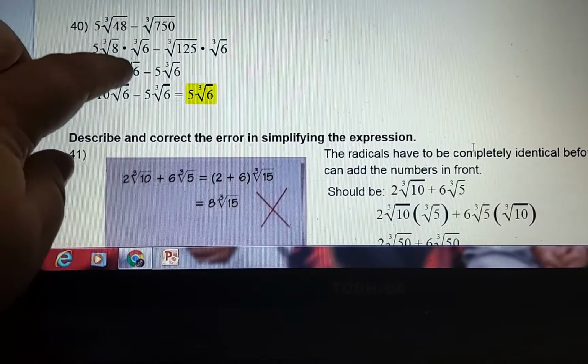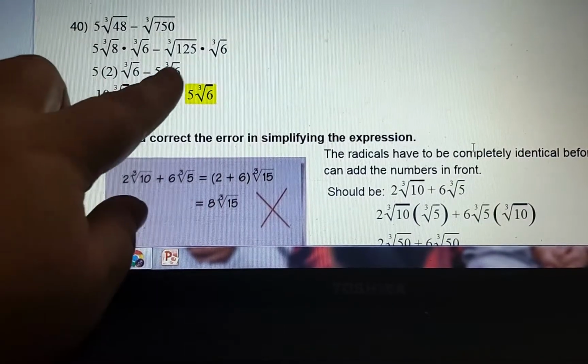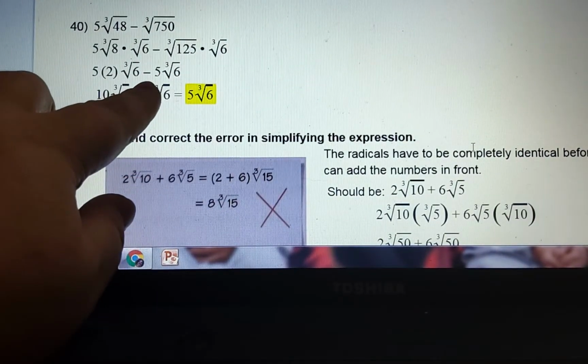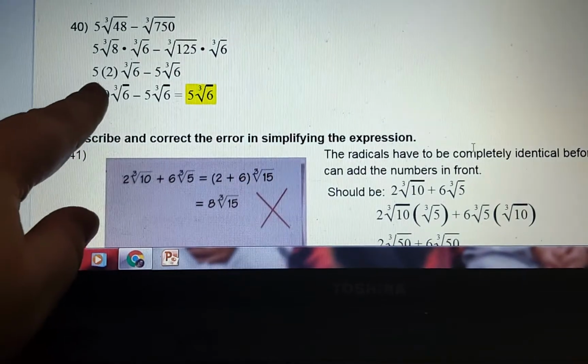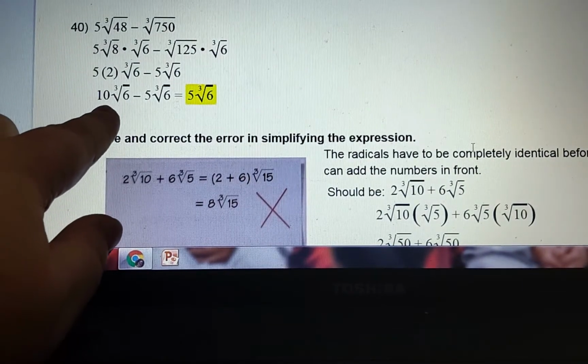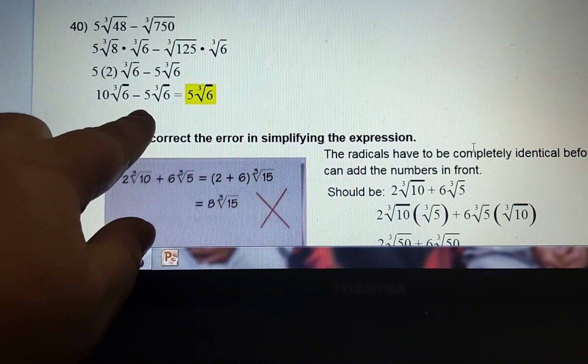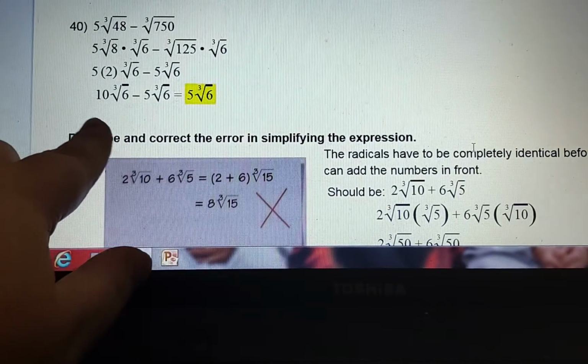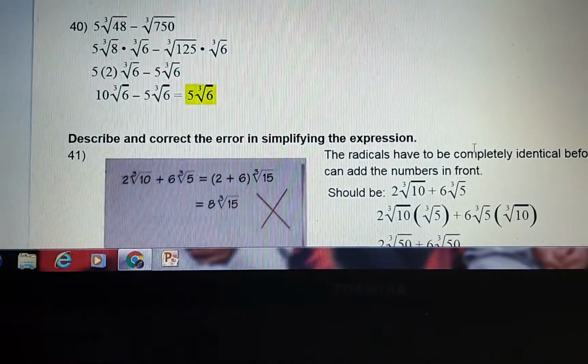So my cubed root of 8 became 2. My cubed root of 125 became 5. Multiply the 5 and 2 and I get 10. Bring this down. My radicals are identical. 10 minus 5 is 5.